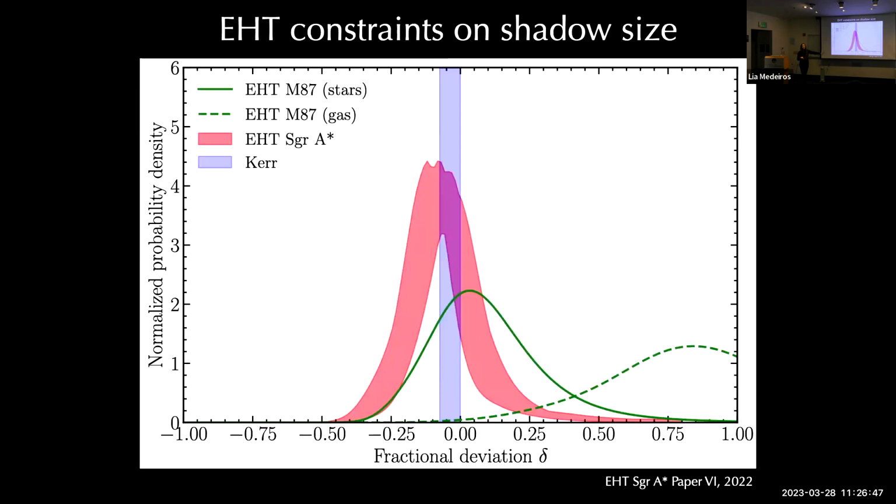So the first and most important result: yes, Einstein is still right. Nobody is really surprised, I don't think. We are consistent with Kerr. Sagittarius A* is most likely a Kerr black hole.